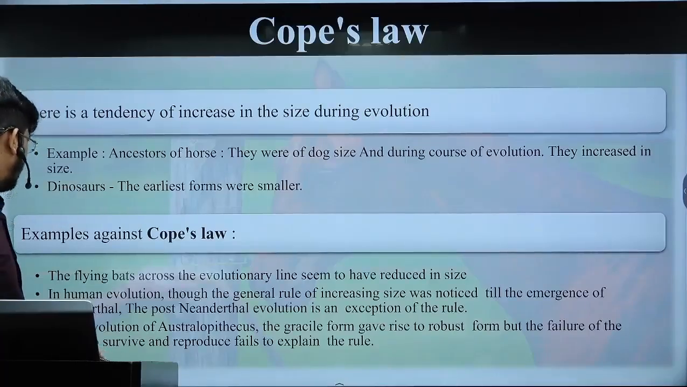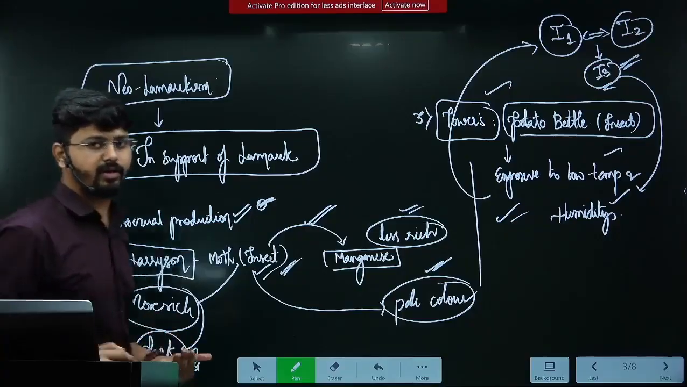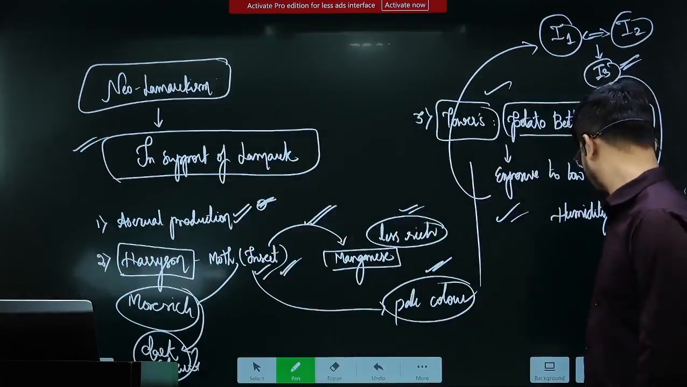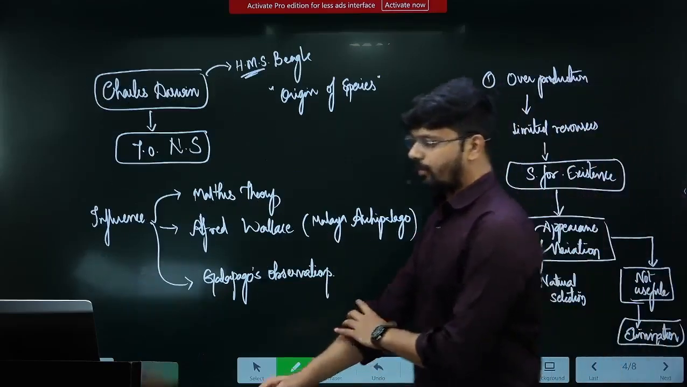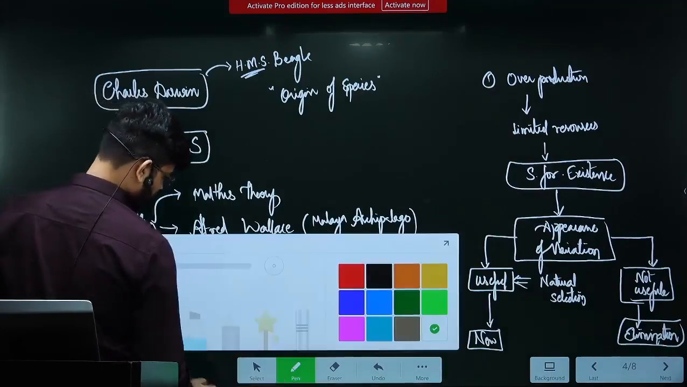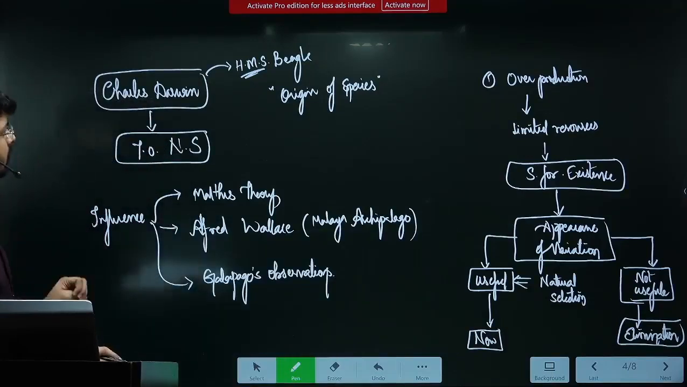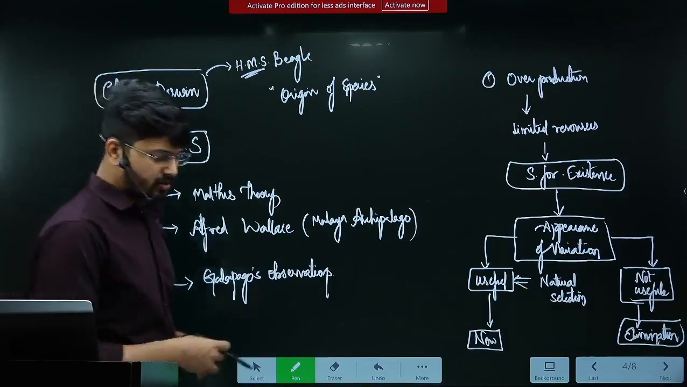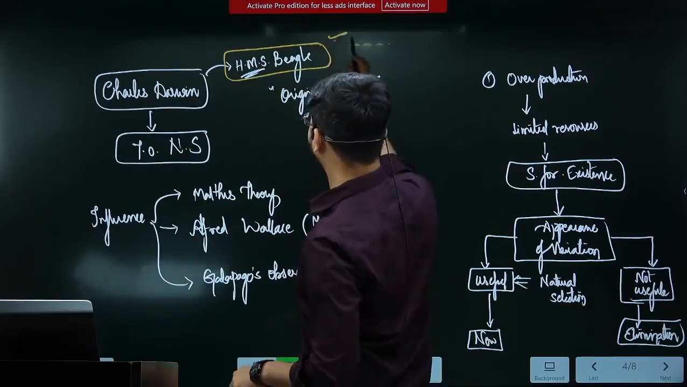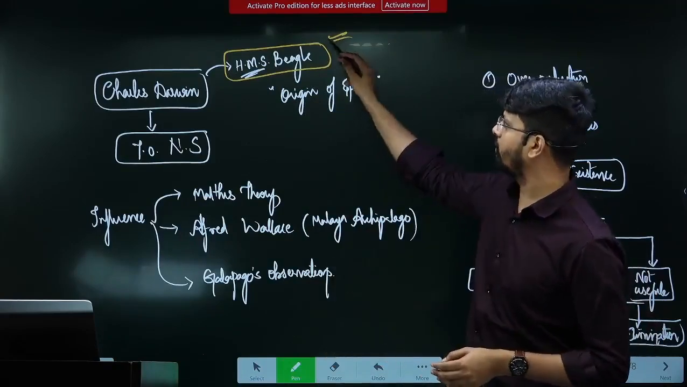Next, before moving to Cope's law, we will be studying Darwinism. So what is Darwinism and what is Darwin's theory of natural selection? Coming to Darwin, he was on a voyage on HMS Beagle because he had got permission for conducting experiments from the colonialists that were ruling at that point of time. So he went on a voyage.